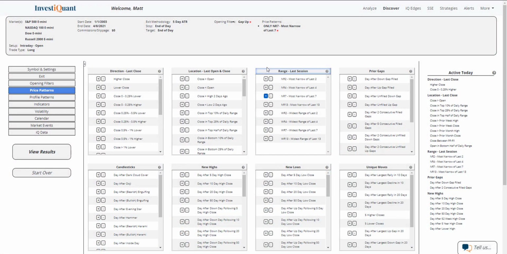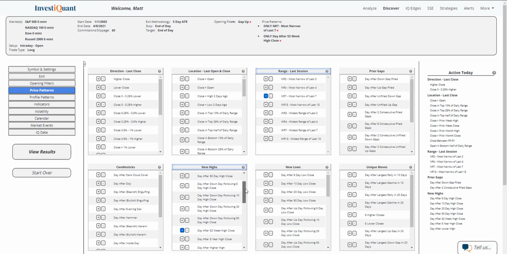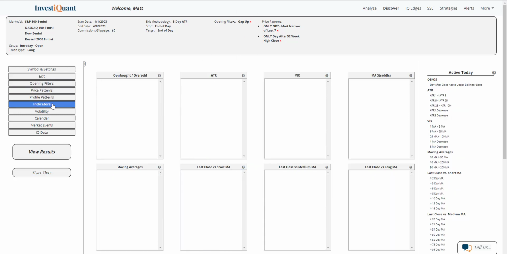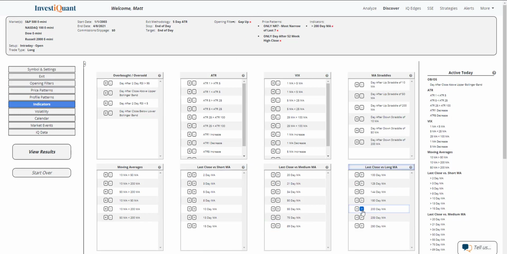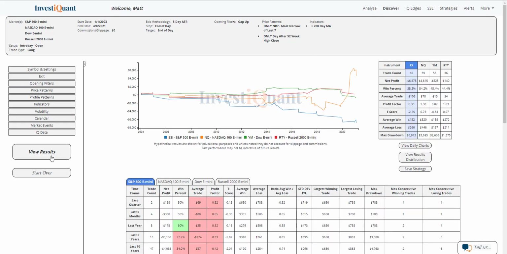And next, I'm going to go into the new highs section, and I'm going to say that yesterday closed at a 52-week high close. So I can grab that from right here, or I can go over to the active today section and grab it from the new highs, where it says day after 52-week high close. If I scroll down, I just selected it from the active today, but you can see it right here in the new highs section. So now that I've selected both of those patterns, I can throw it above a 200-day moving average, but probably doesn't matter since we're at a 52-week high. And now I can hit view results.